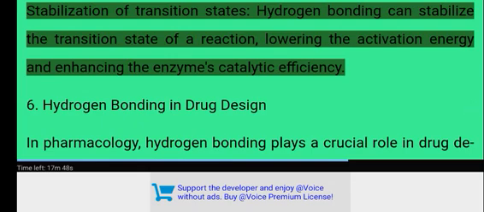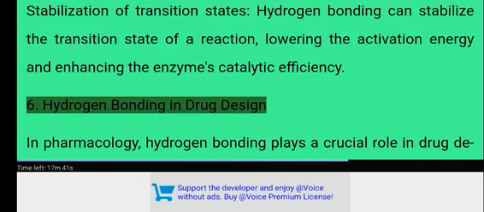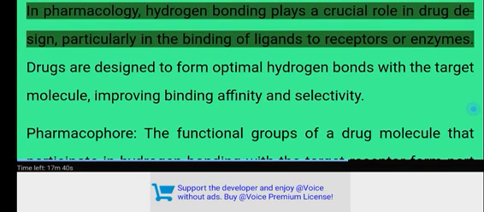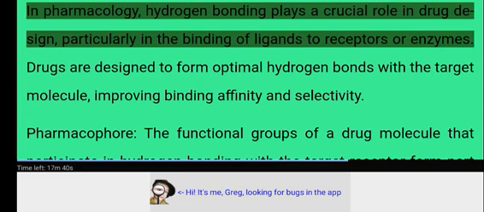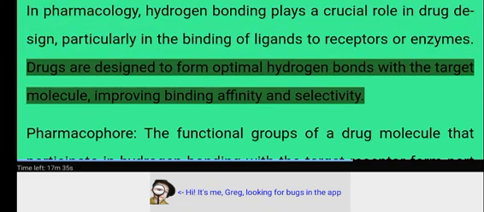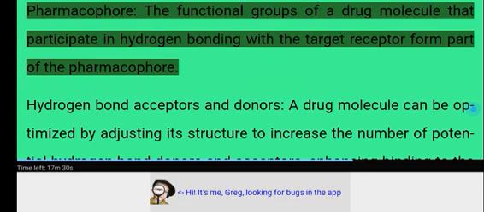Stabilization of transition states. Hydrogen bonding can stabilize the transition state of a reaction, lowering the activation energy and enhancing the enzyme's catalytic efficiency. 6. Hydrogen bonding in drug design. In pharmacology, hydrogen bonding plays a crucial role in drug design, particularly in the binding of ligands to receptors or enzymes. Drugs are designed to form optimal hydrogen bonds with the target molecule, improving binding affinity and selectivity.